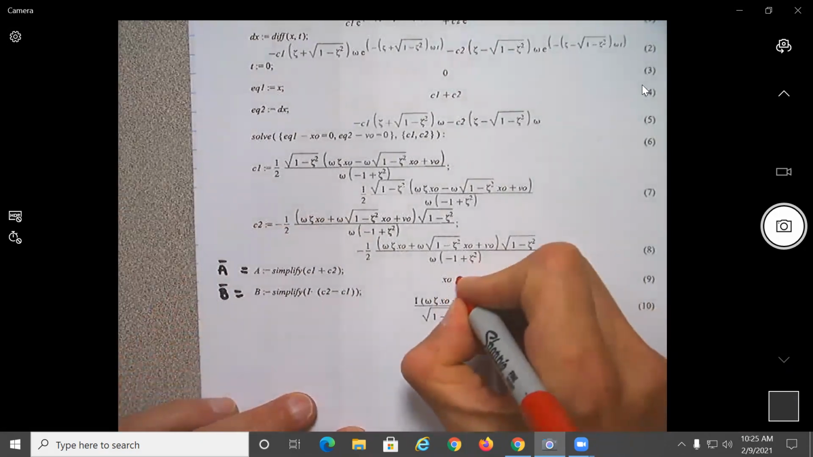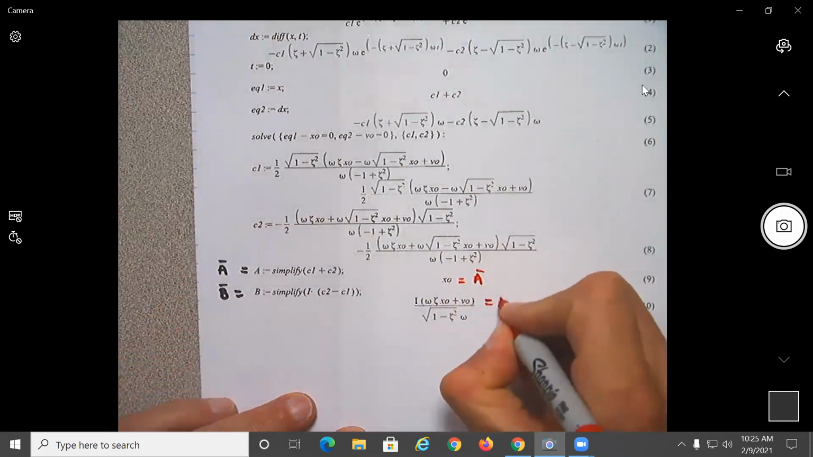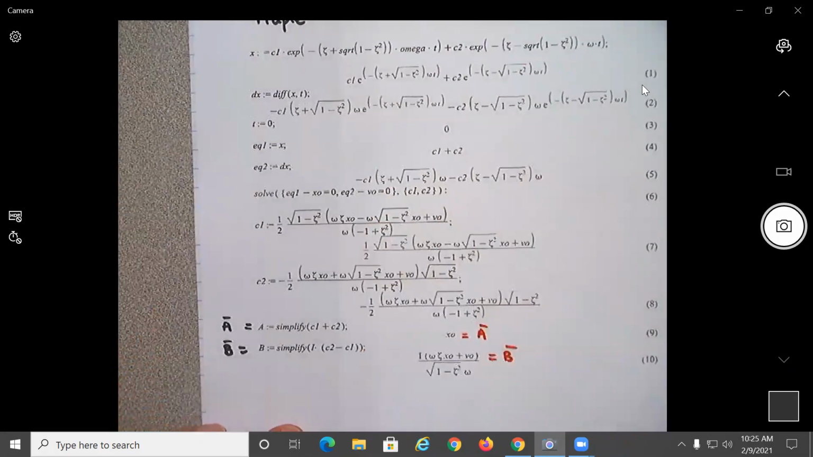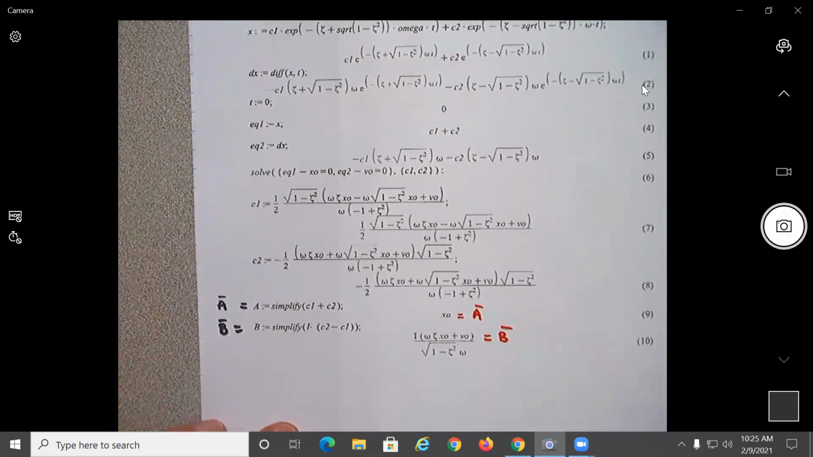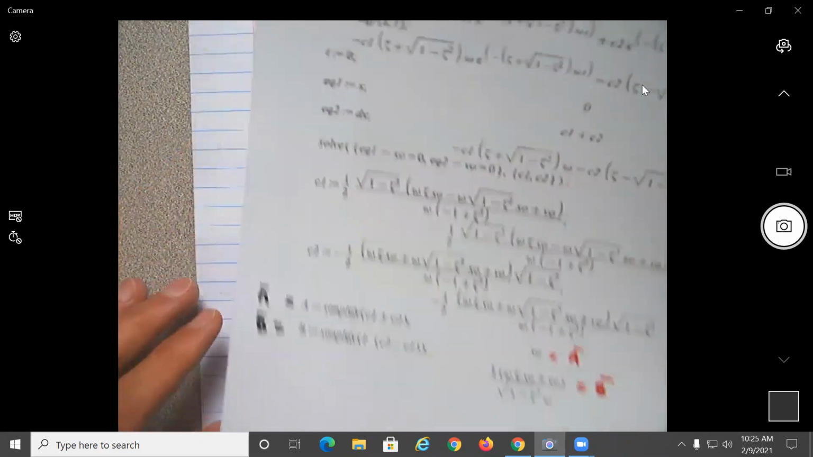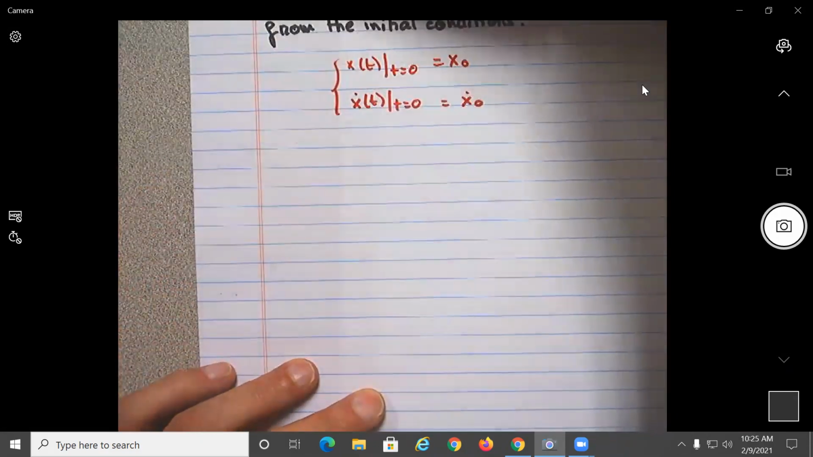If you want, this will be A bar, this will be B bar. But I don't feel like writing all this. So I'm just going to give a summary here, and I will attach this page.